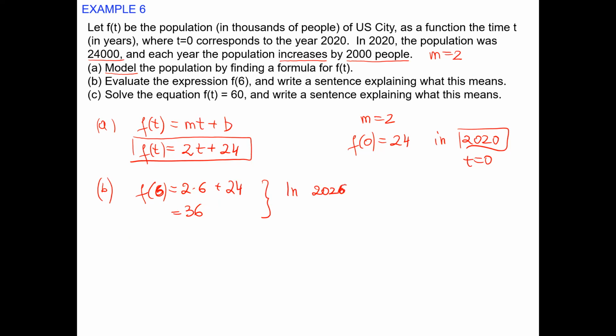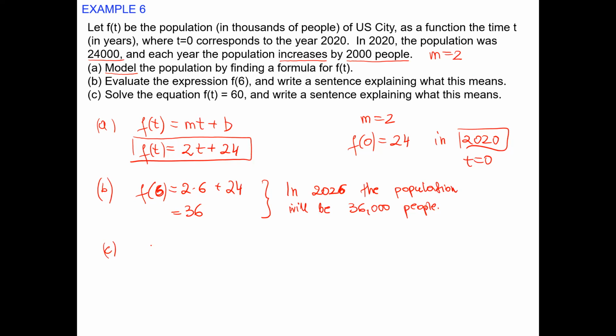In 2026, the population will be 36,000 people. Perfect. Now solve the equation f of t equals 60 and write the explanation.